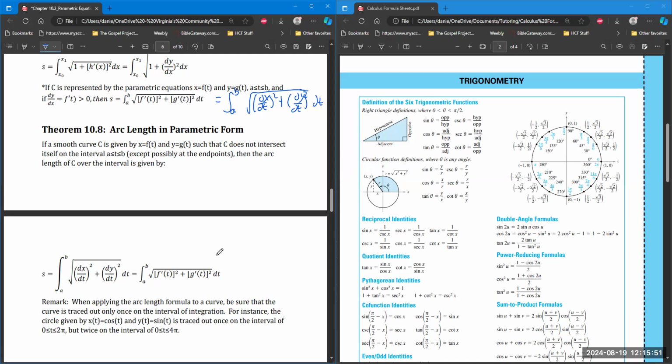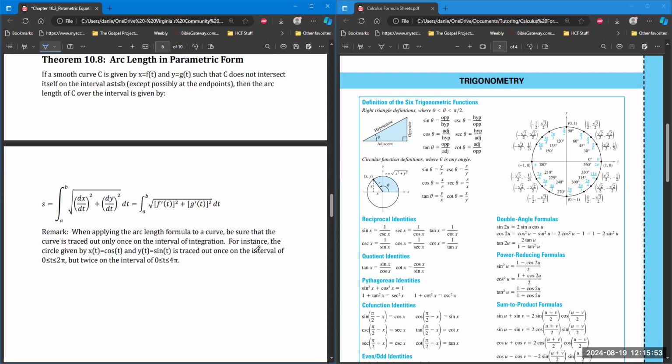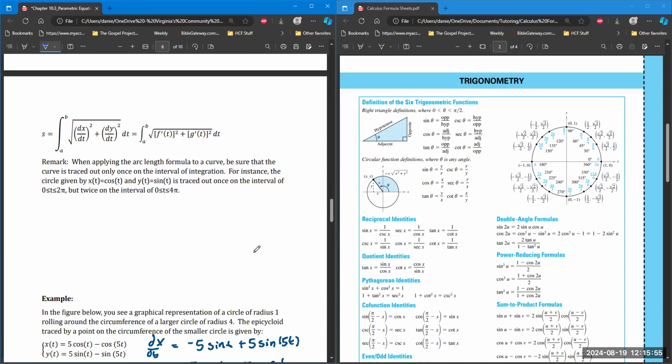When applying the arc length formula to a curve, we need to be sure that the curve is traced out only once if we're just trying to find the arc length for one cycle. Sometimes we can accidentally sketch the curve out multiple times. It will trace over itself, and we need to be careful not to do that.